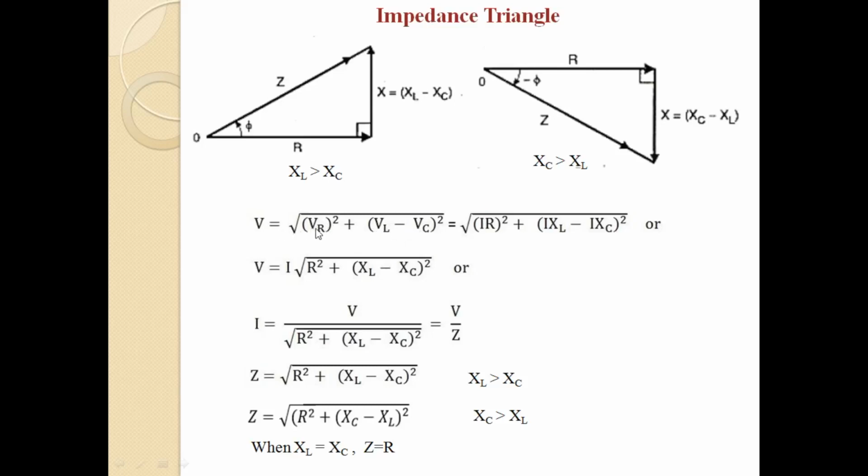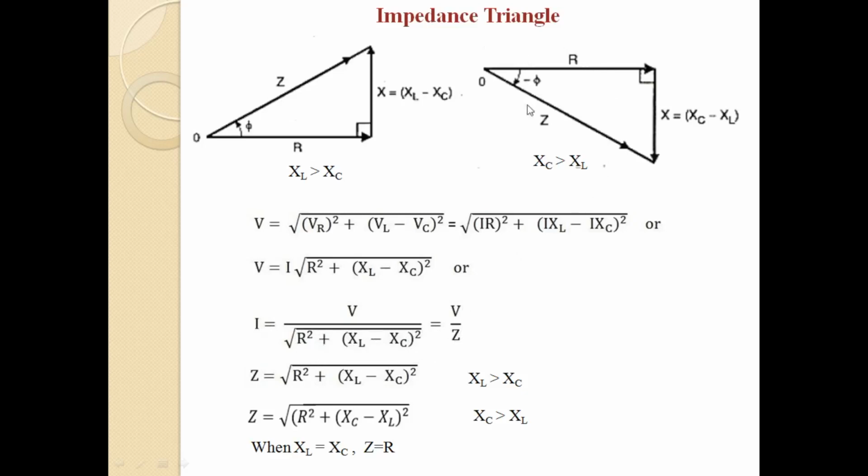So if you substitute VR equal to IR, VL equal to I XL, and VC equal to I XC, we get a relation like this: V is equal to I into root of R square plus XL minus XC whole square. From there we get I equal to V divided by this, which is equivalent to the impedance of the circuit. So Z is given by the square root of R square plus XL minus XC whole square.